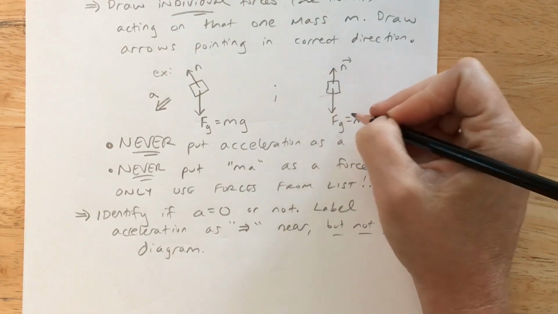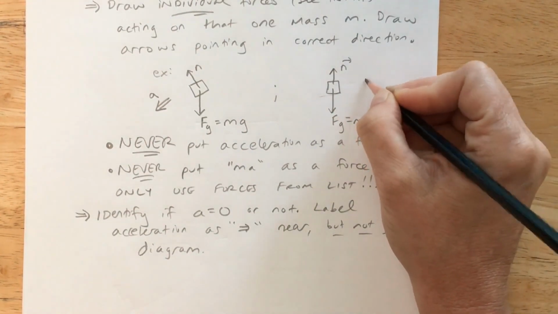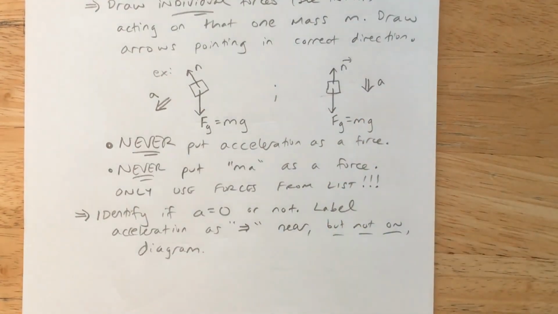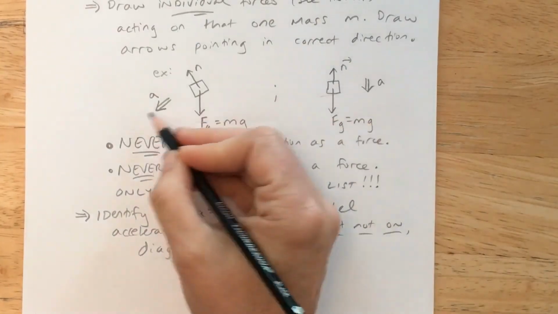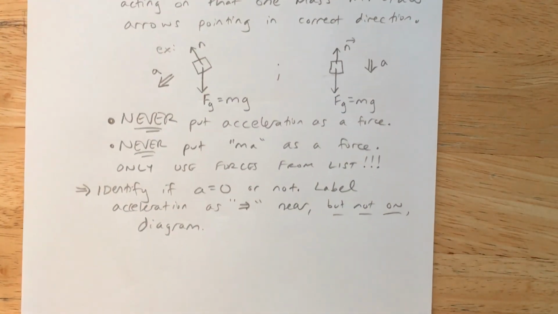Here, let's say my normal force is less than my weight. And we'll see in situations when that could happen. Then I would have an acceleration that would be downward. So my acceleration would point down. So I'm adding that to my diagram. And again, this is exceptionally useful for problem solving.